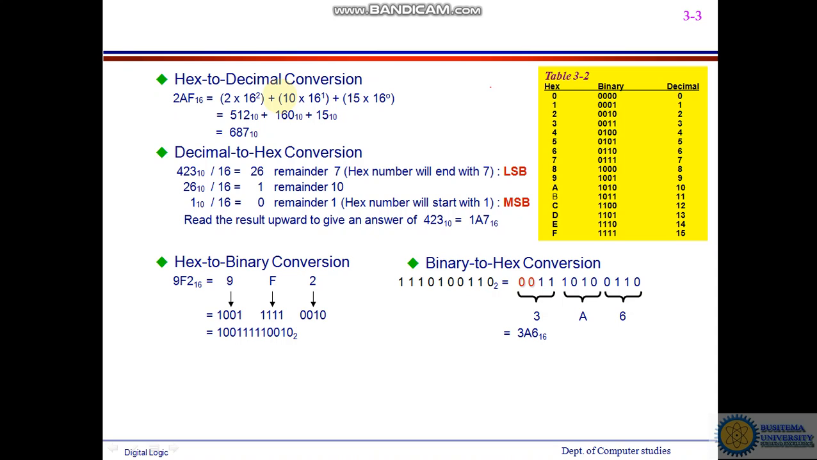Hexadecimal. Can we convert from hexadecimal to decimal? Yes, the answer is yes. Let's see how we do it. So we have 2AF here, and then we want that 2AF to be in decimal. So how do we do it?